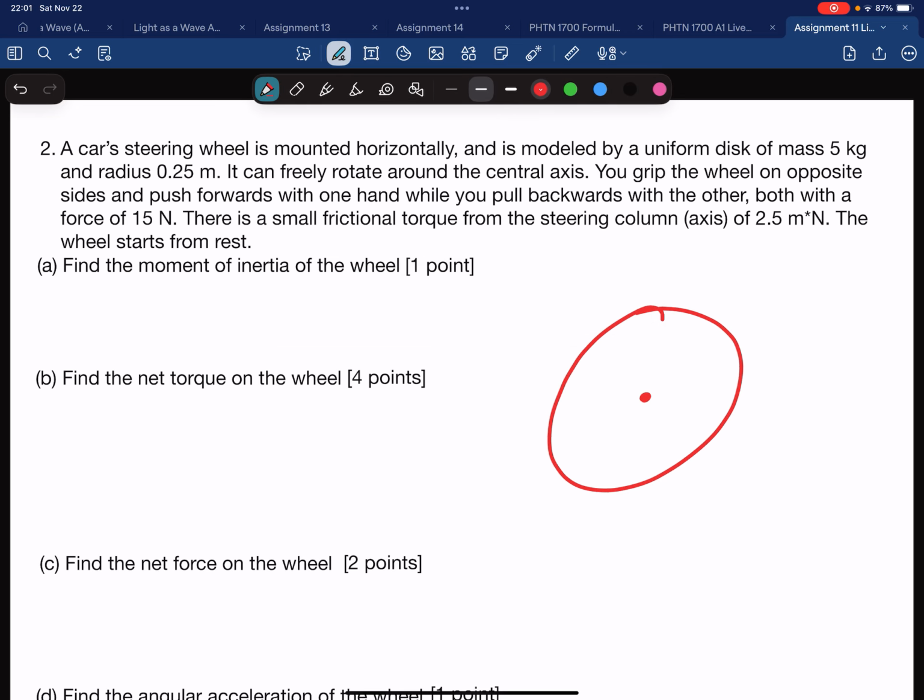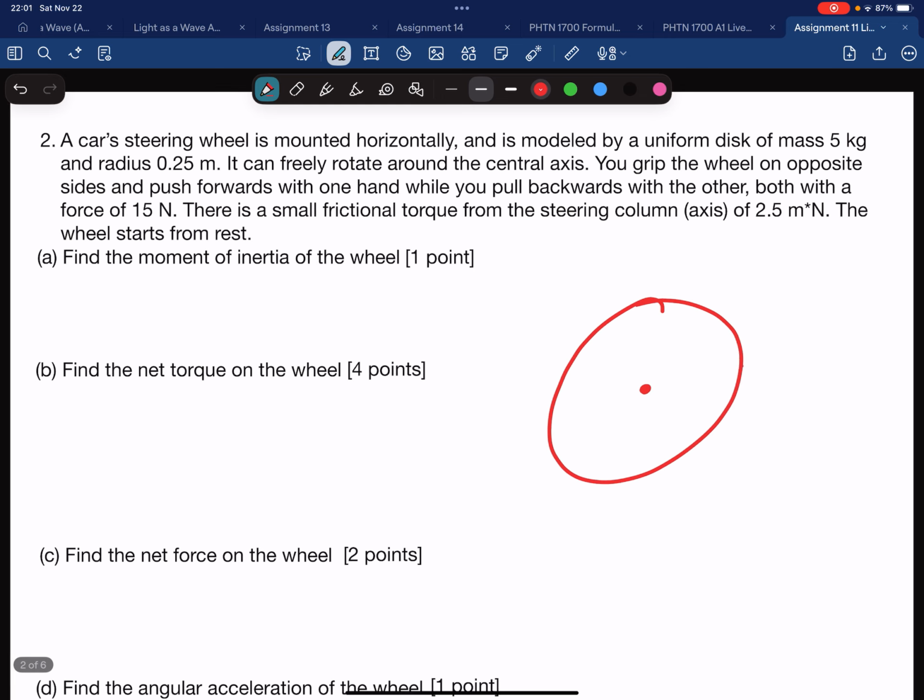Both with a force of 15 newtons. So these are your hands applying a force. There's a small frictional torque from the steering column of 2.5 newton meters. The wheel starts from rest.